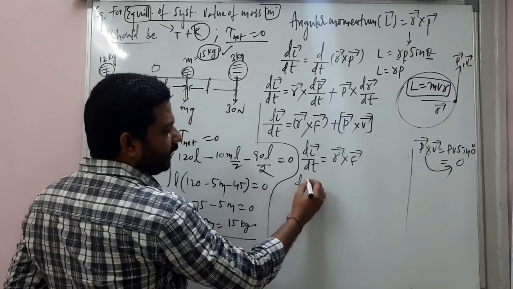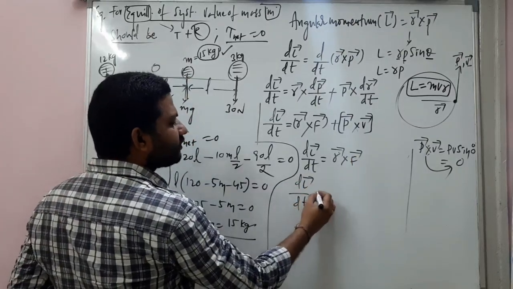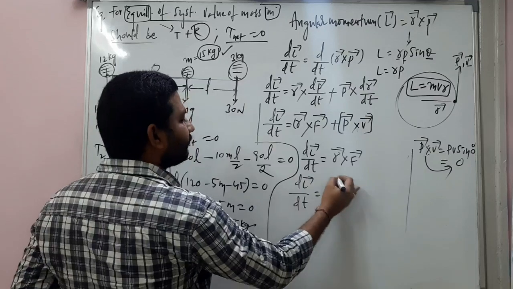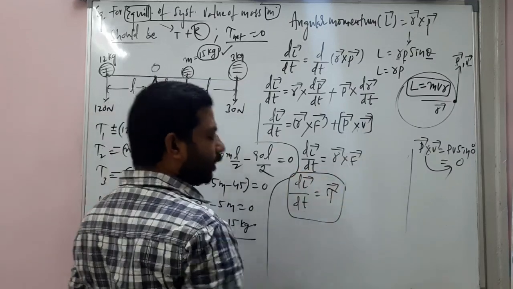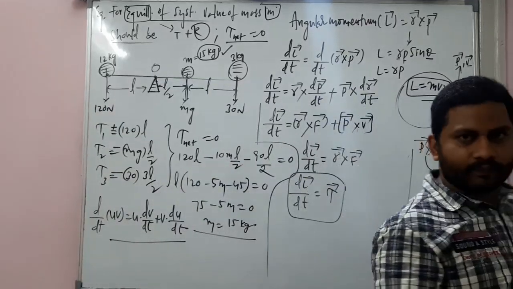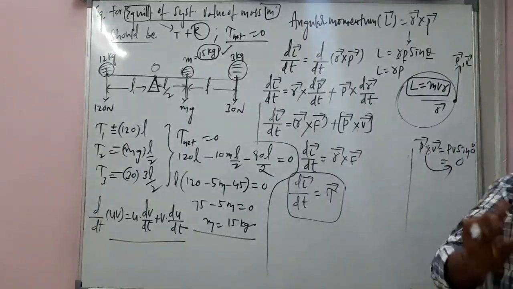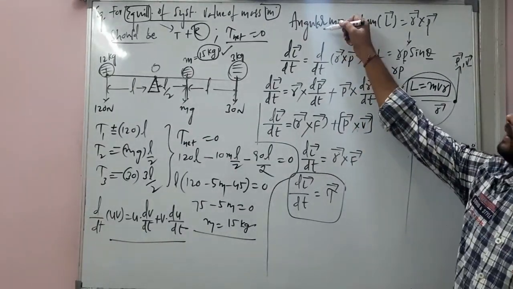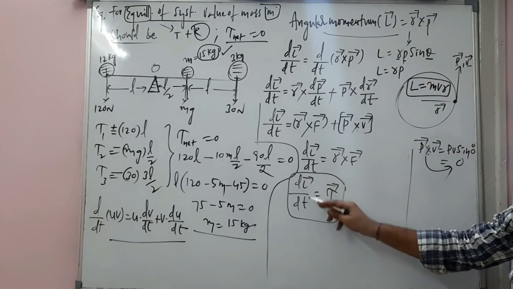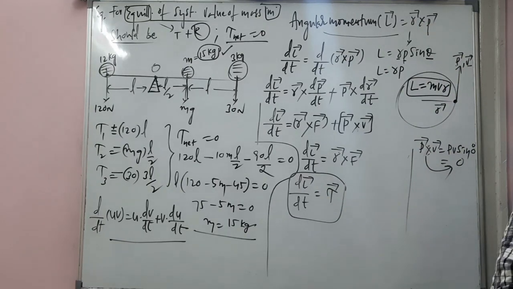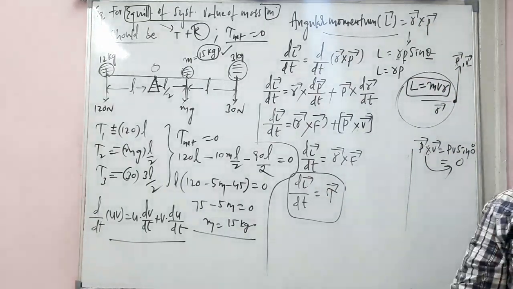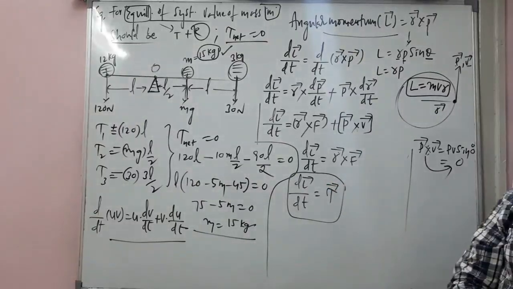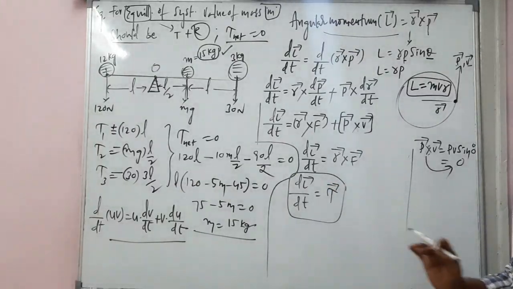And finally, dL bar by dt is equal to tau bar. Very important here, very important. What's the relation between angular momentum and the torque? dL bar by dt is tau bar. That's the relation between angular momentum and the torque. dL bar by dt, remember carefully.